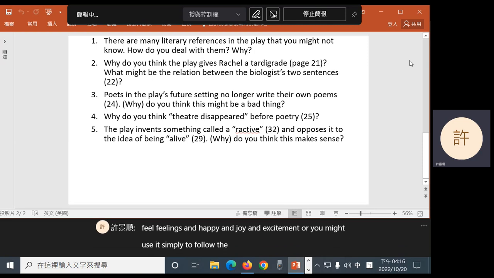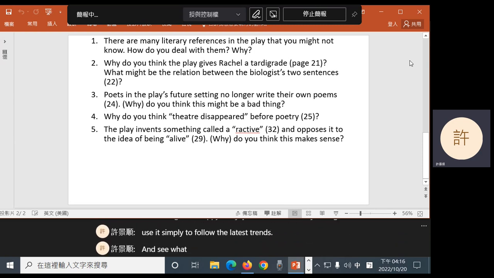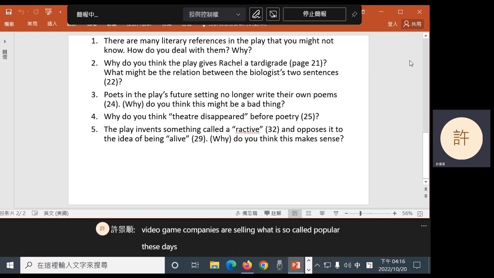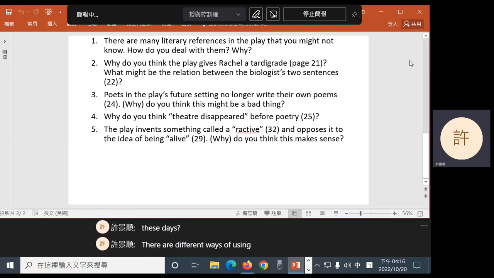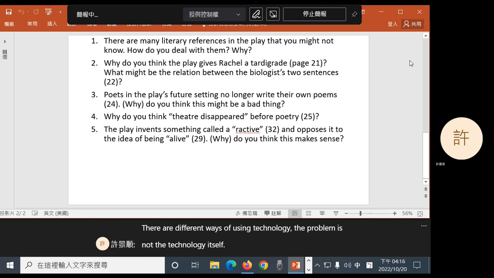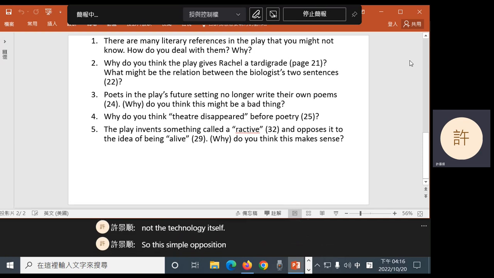follow the latest trends and see what other people are doing and see what the video game companies are selling, what is so-called popular these days. There are different ways of using technology. The problem is not the technology itself. So this simple opposition does not seem to make a lot of sense.